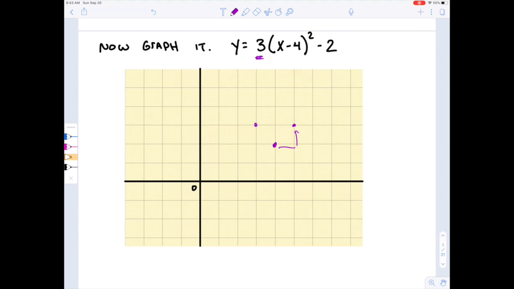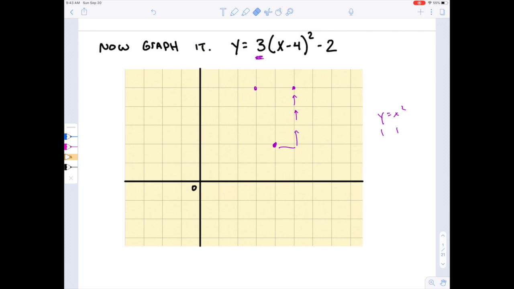Because, well, that's from the parent function, y equals x squared. If I put a 1 in, I get a 1 back. So that's the 1 over 1 up, but this one is a times 3 stretch. So I don't go 1 up, I go 3 up, and I get rid of this. You could also do it this way. You could just grab the point and move it 3 times higher than it used to be.